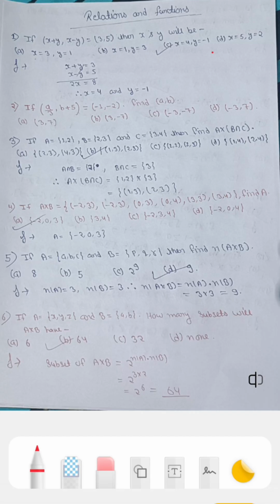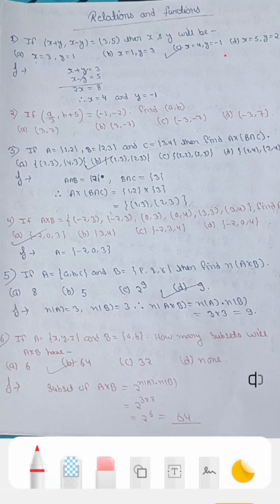So my first question: if (x plus y, x minus y) equals (3, 5), then what are x and y? We know that in an ordered pair, the first element of the LHS and the first element of the RHS are equal, and the second elements are equal. Now we have two equations: first, x plus y equals 3, and second, x minus y equals 5. So we can solve easily for x and y.